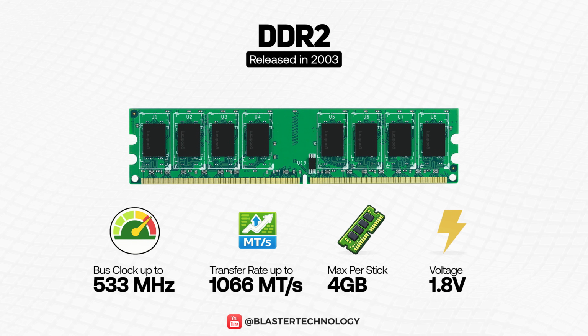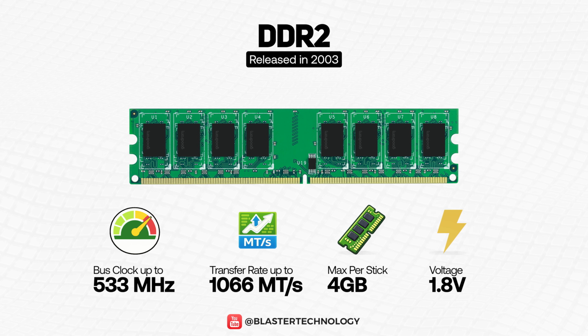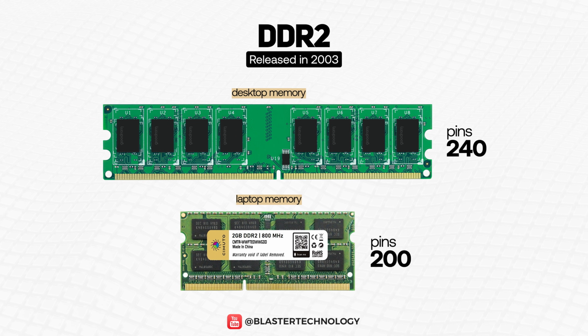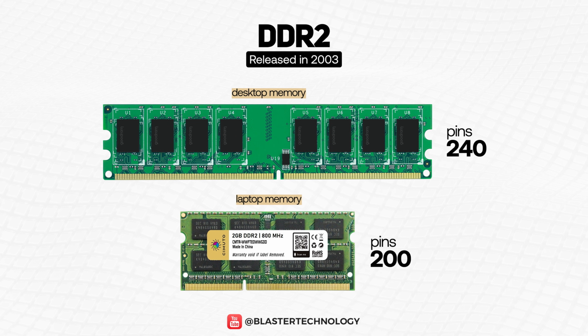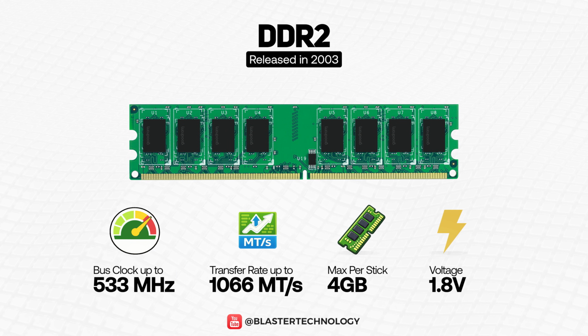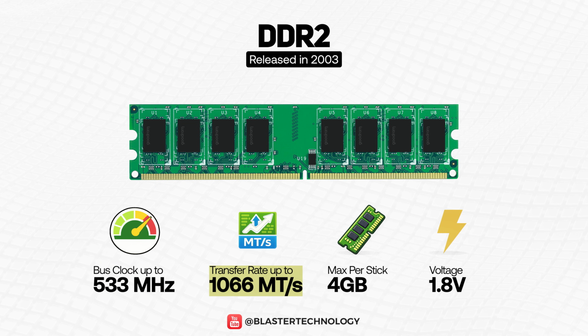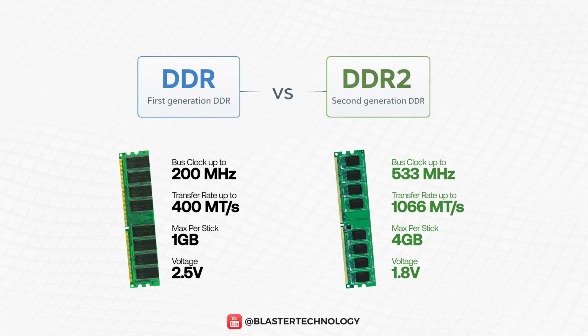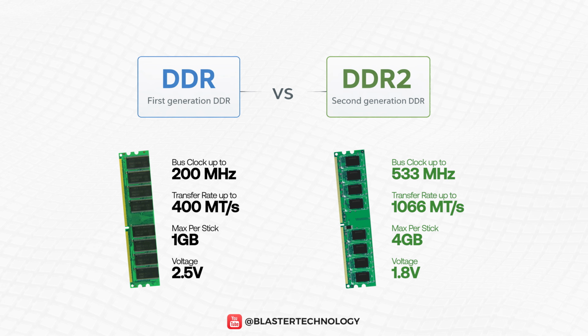DDR2 was released in 2003 and brought higher frequencies and lower power consumption. For desktop systems, DDR2 modules use 240 pins, while laptop modules use 200 pins. With a bus clock of up to 533 MHz and a data rate of up to 1066 megatransfers per second, DDR2 practically doubled the maximum speed compared to DDR1.